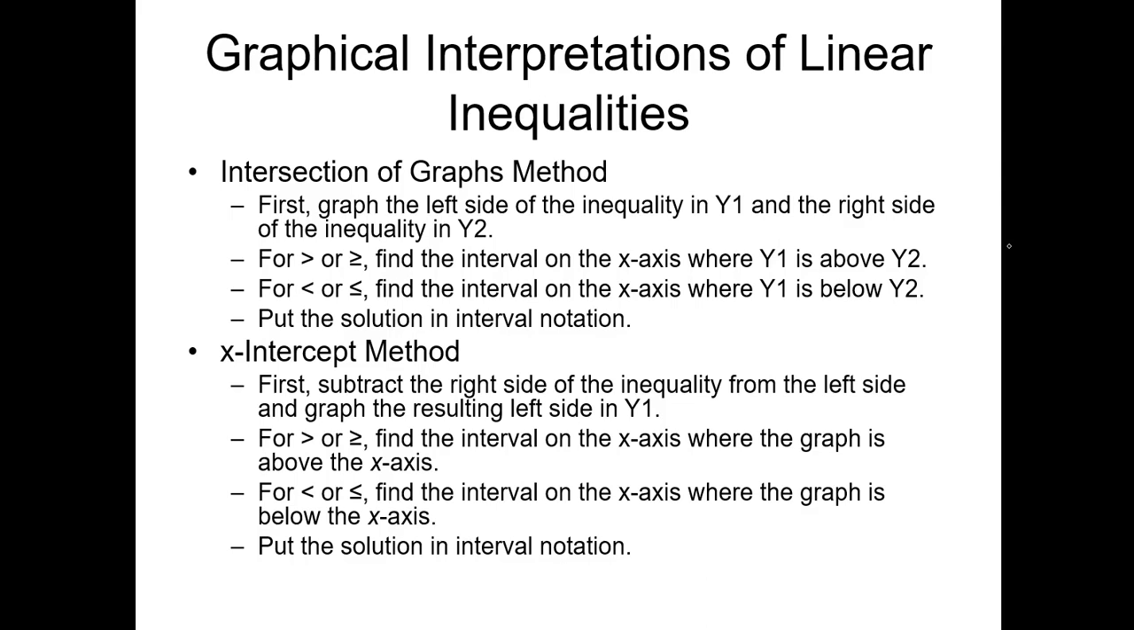And then the x-intercept method: you would still subtract left side minus right side, graph it, see where it crosses the x-axis, see where the 0 is. For greater than or greater than or equal to, see where that graph is above the x-axis. For less than or less than or equal to, see where that graph is below the x-axis. And go from there.